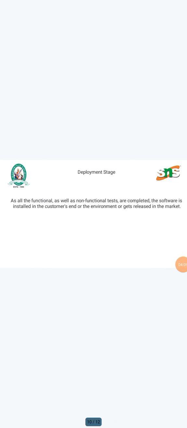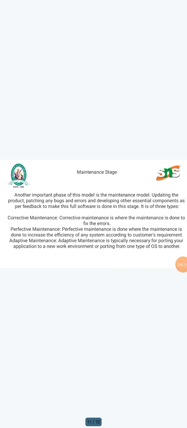Deployment stage. As all the functional as well as non-functional tests are completed, the software is installed in the customer's environment or released in the market. Maintenance stage. Another important phase of this model is the maintenance stage: updating the product, patching any bugs and errors, and developing other essential components as per feedback to make the full software is done in this stage.